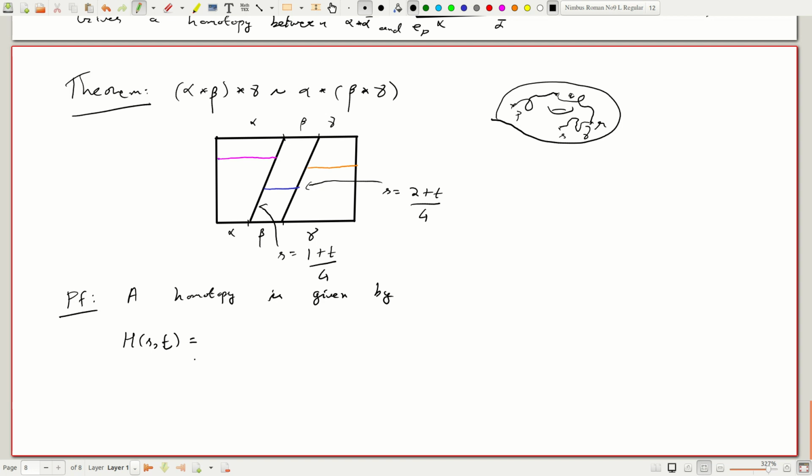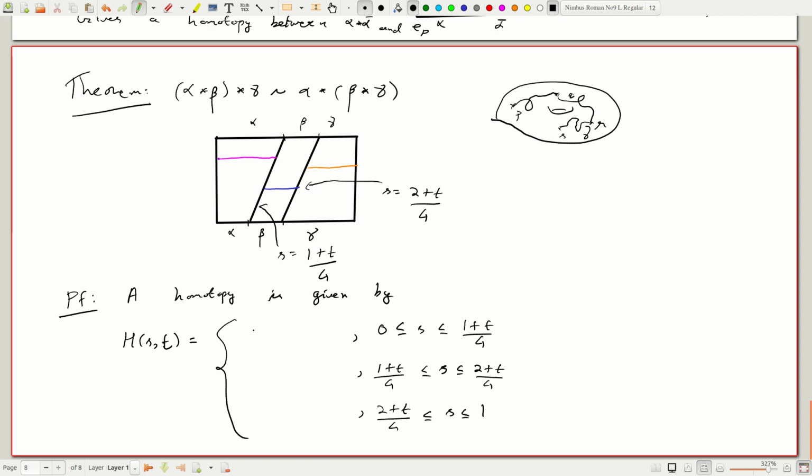Okay, so the homotopy H of s,t is given by, let's break it up into three regions. The first one is 0 < s ≤ (1+t)/4. This is going to be the easiest formula. Then there's (1+t)/4 < s ≤ (2+t)/4, and then finally (2+t)/4 ≤ s ≤ 1.